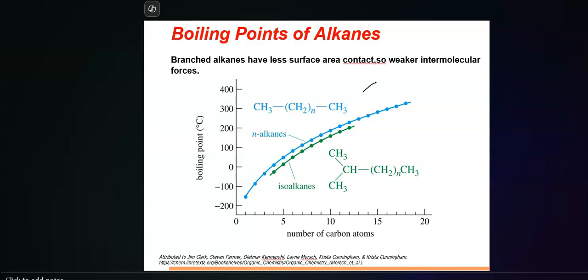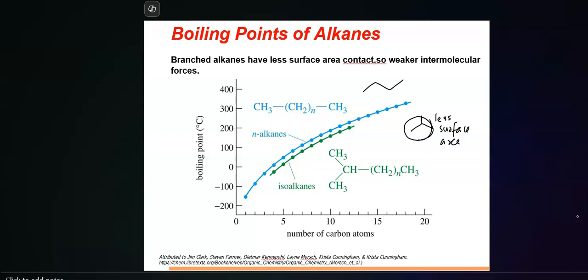If you look at something like this, this is an example of butane, and if you compare it with its branched isomer, you can see that you have a more spherical shape here. So less surface area, as a result of which there are lesser London dispersion forces, and that causes the boiling point to decrease.